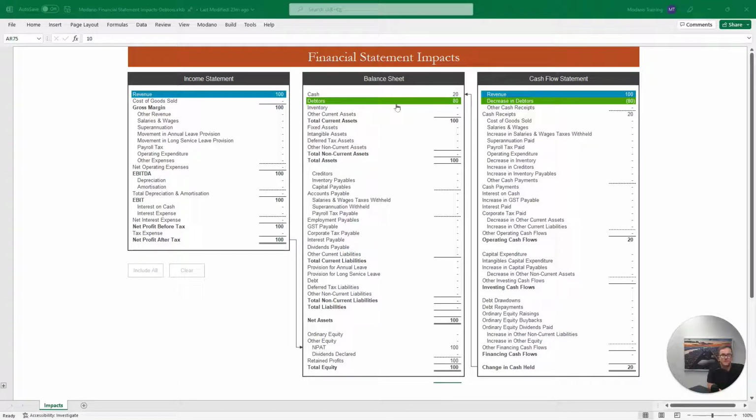As we can see here, debtors is an adjustment within the current assets of the balance sheet and also within cash receipts within the operating section of the cash flow statement. As we can see within the cash flow statement, our $100 of revenue less our adjustment for $80 that is still yet to be received shows a net change in cash of $20.